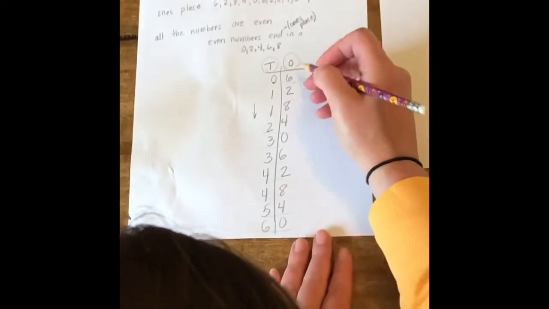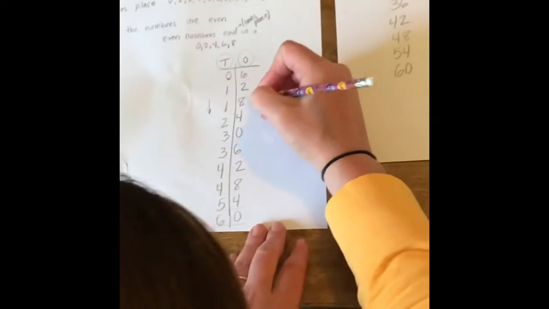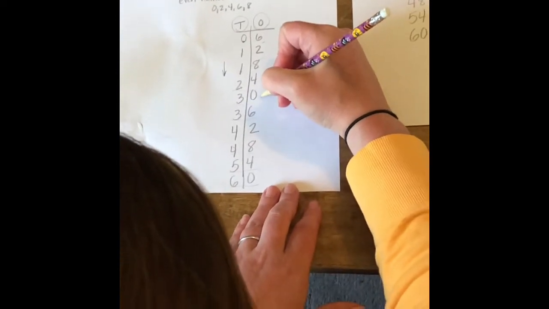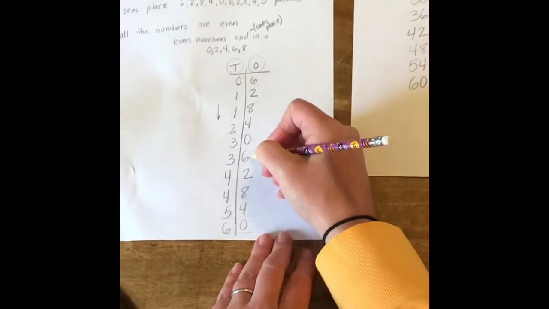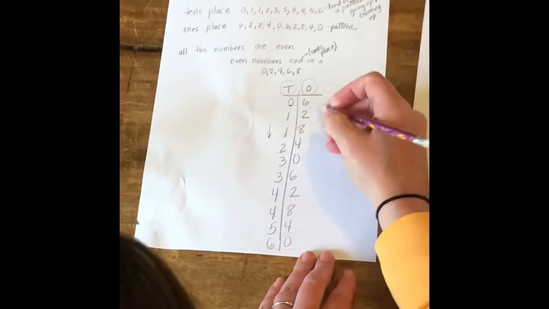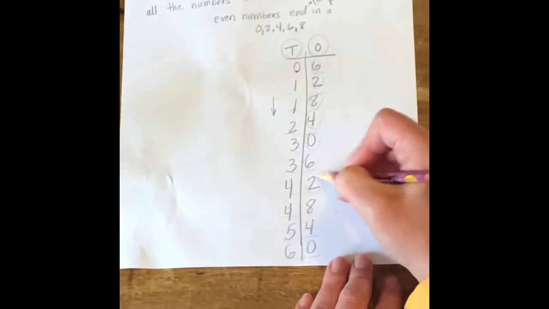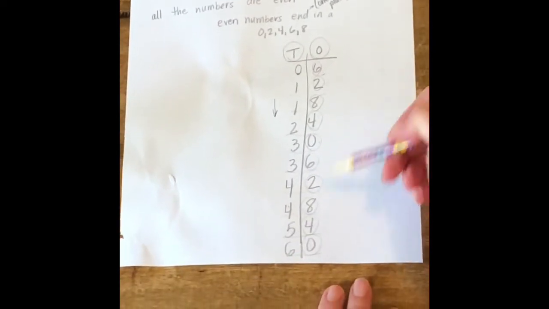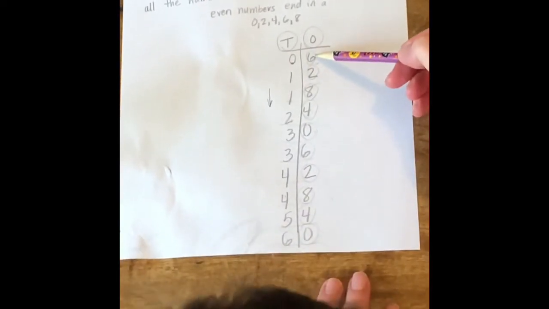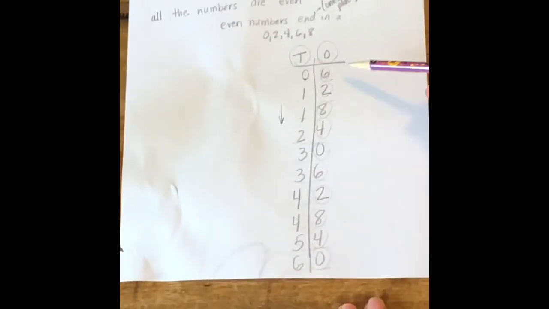Then I moved over to the ones place and I saw, okay, well this ends in a 6, then this ends in a 2, 8, 4, 0. So 6, 2, 8, 4, 0. And then down here, 6, 2, 8, 4, 0. So that pattern kind of repeated itself. I thought that was kind of cool, but it didn't really help me, because it's not like the numbers went from smallest to largest. It's just kind of a random sequence of numbers.